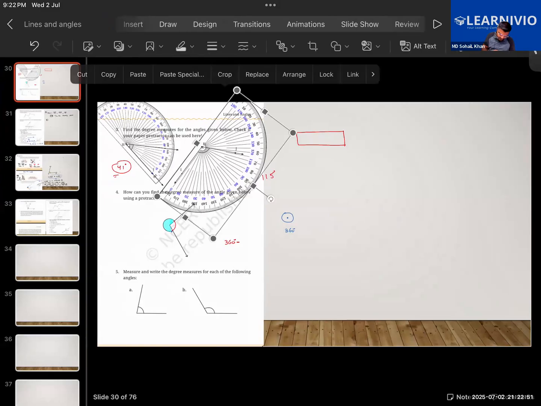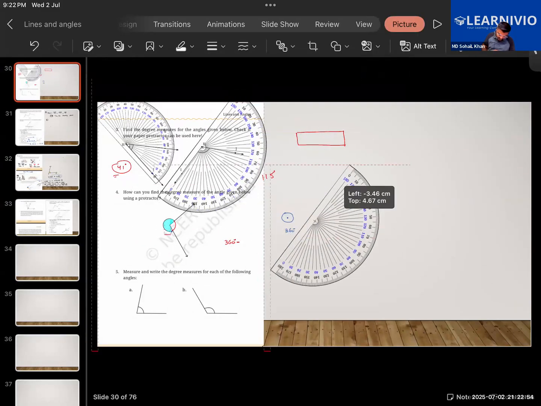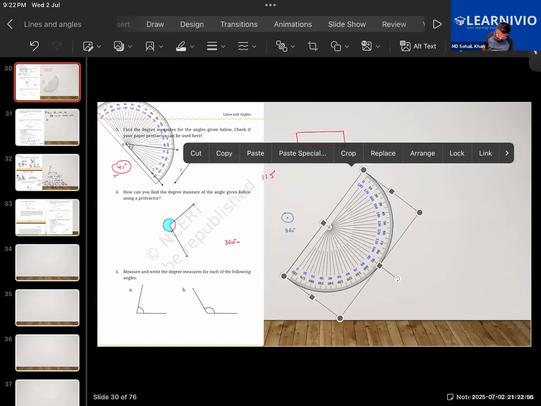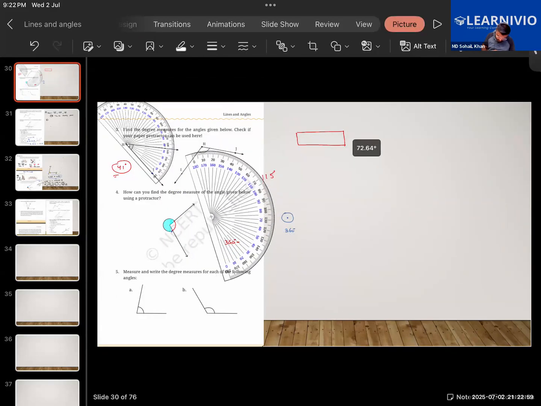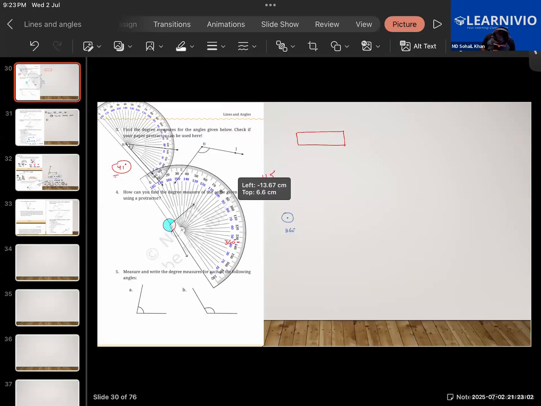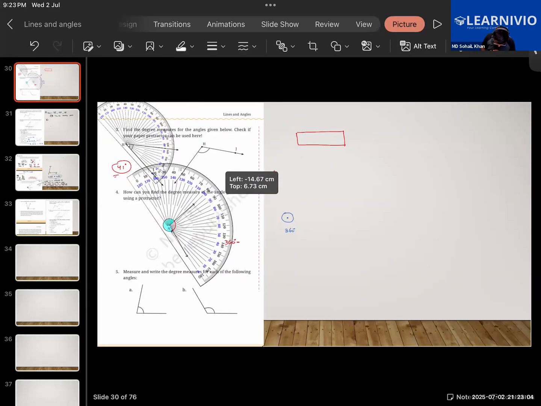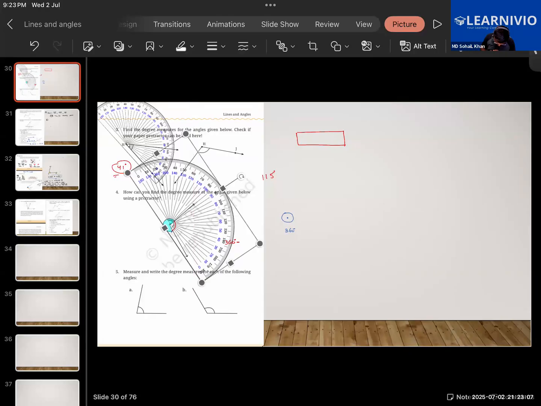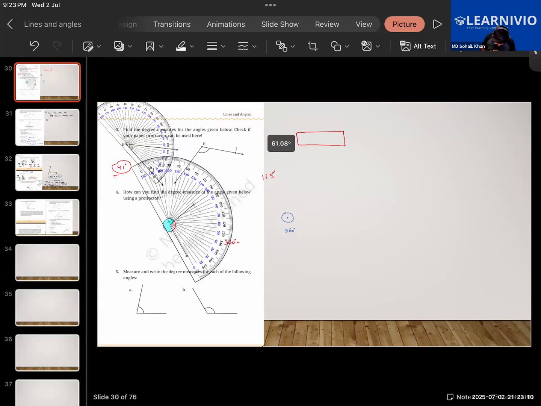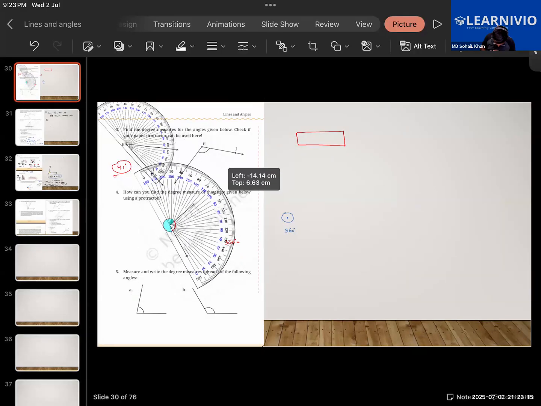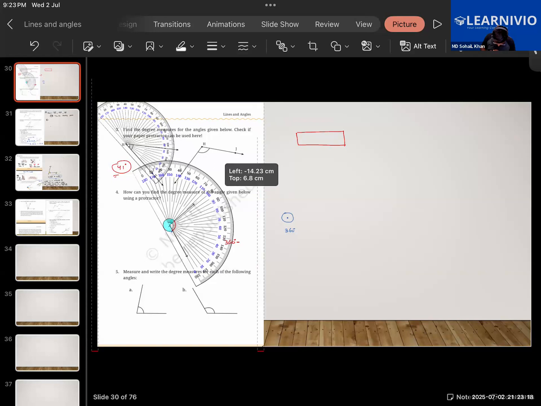Okay, hold on. Let me remove this one. I did 145. No, not 145. So it should be 100, 105 actually. Not 105, 103 or 104, something.